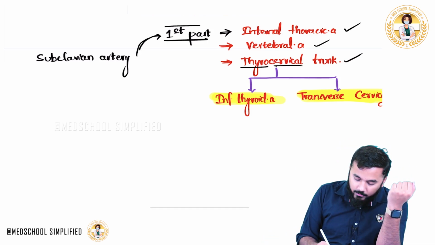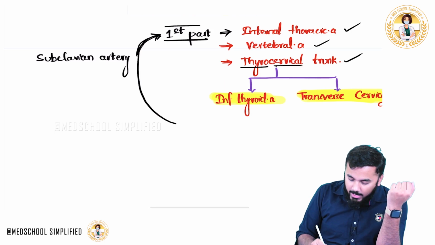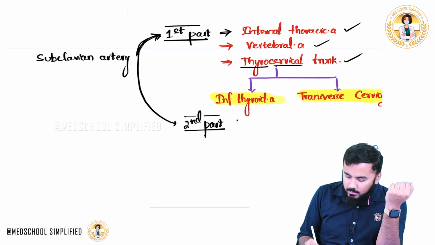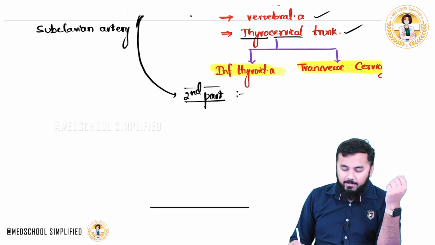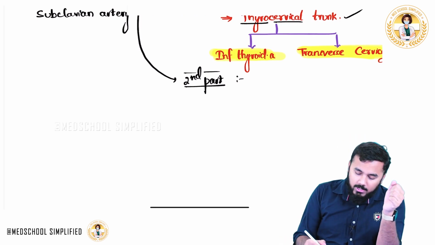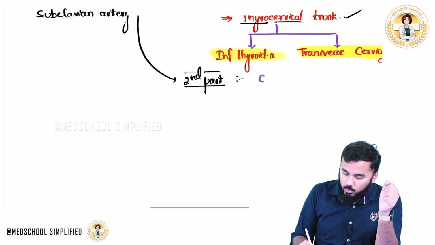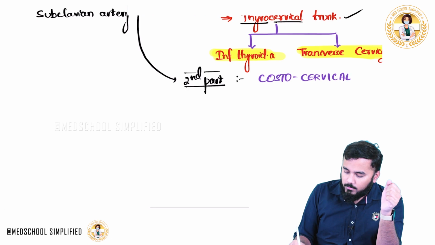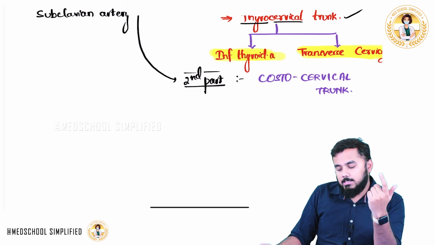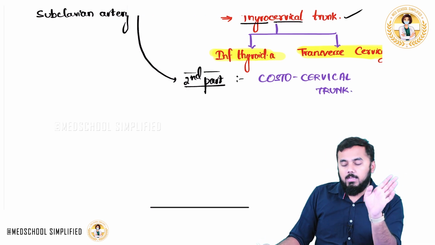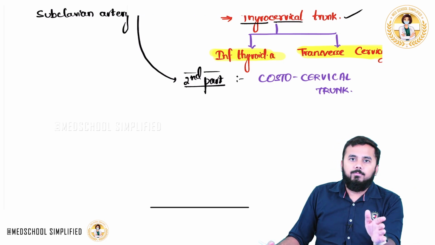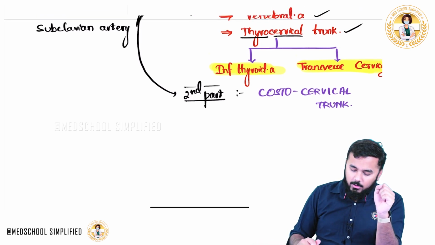Next we will be discussing the second part of this subclavian artery. The branch is called the costocervical trunk. Costo means it supplies the ribs, and cervical means again it supplies the cervical region. Previously we discussed transverse cervical, right? Now it will be the ascending cervical artery. Okay, this is the second part.